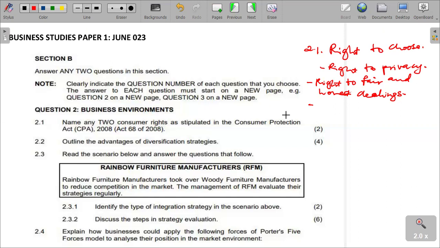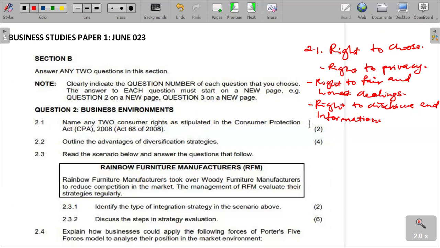Right to disclosure and information. We are saying consumers have the right to know what is happening. For example, you see businesses do advertising. Advertising is part of the fulfillment of the right to disclosure and information that we are saying.